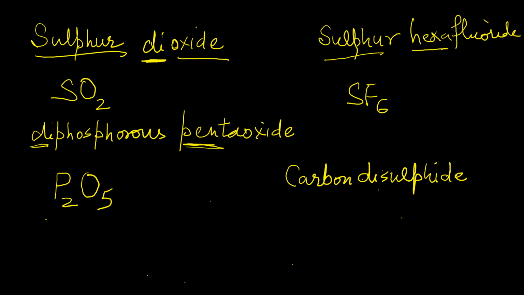If you're done, so carbon, you must have written C, sulfide, S. There is no prefix with carbon, so that means only one carbon is there. Disulfide means there are two of the sulfur, so CS2. If you did this right, way to go. Good job. So let's move on next.